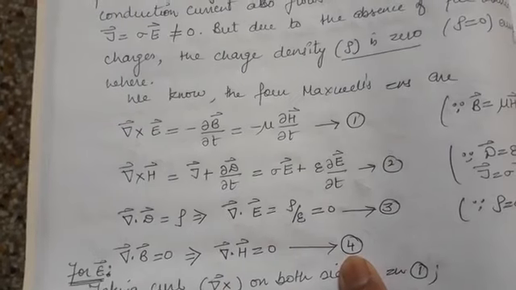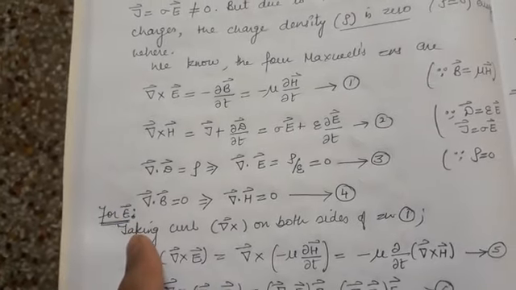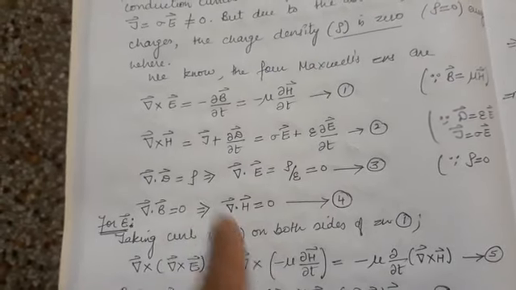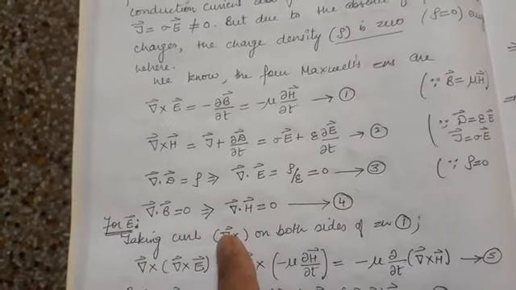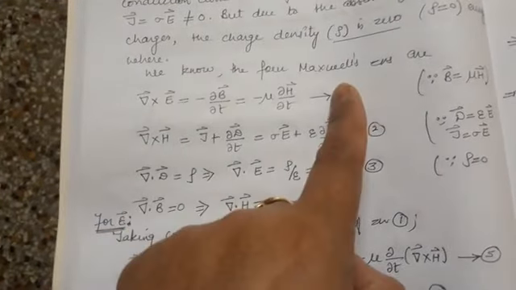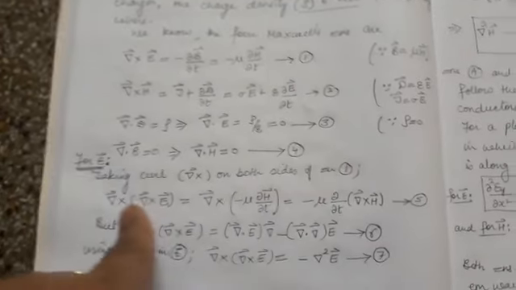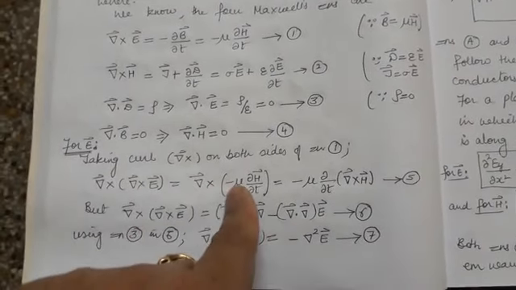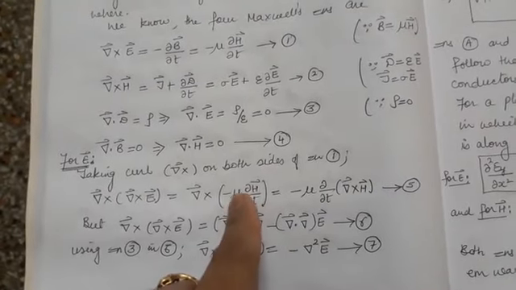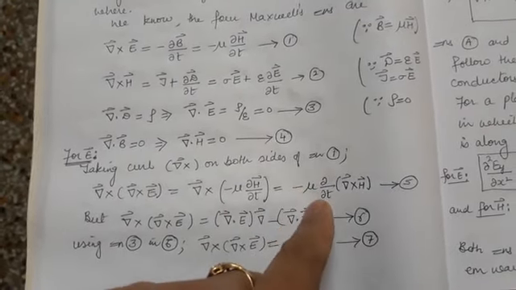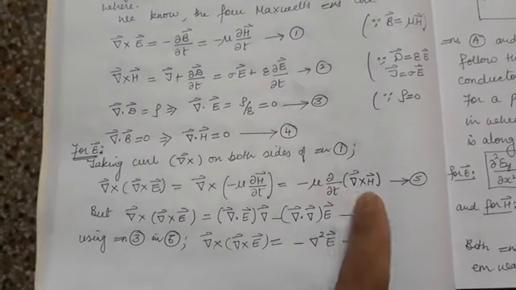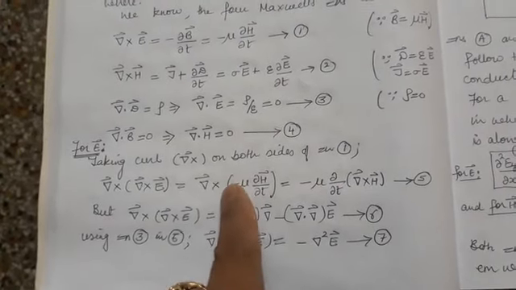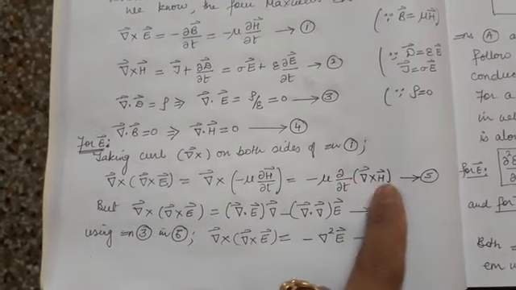Now we have to discuss the behavior first of the electric field in the conductors. For this purpose, I take the curl of equation number 1 on both sides. Curl means you have to take the cross product of del vector with the first equation on both sides. So I'll get del cross del cross E equal to del cross of minus mu curly H upon curly T. Taking the negative of mu outside of the differentiation sign and taking del vector inside the differentiation sign, I'll get minus mu curly upon curly T of del cross H. I can't replace this cross; I will have to keep it as it is. So del cross H, equation number 5.